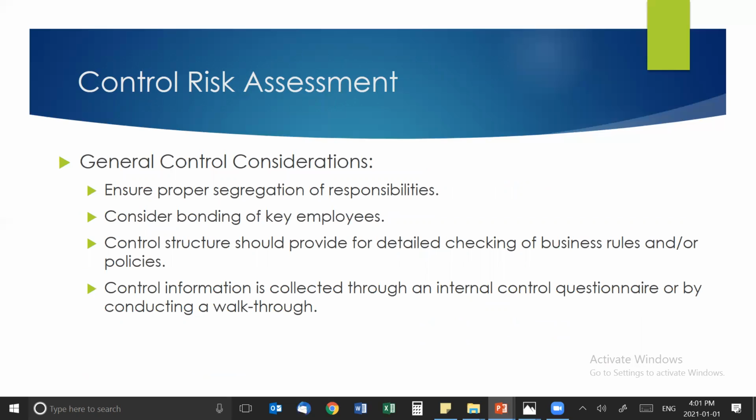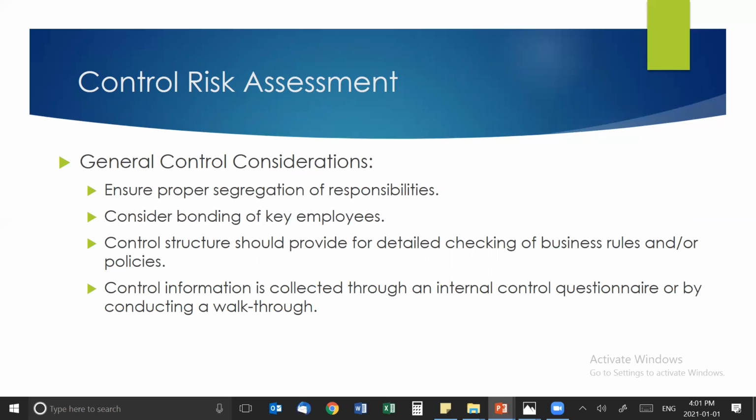So when doing a control assessment, you as the auditor want to make sure that there is proper segregation of duties in place. Make sure there's bonding of key employees. You want to make sure that there are policies and business rules for how they do everything. You can find out a bunch of information by doing an internal control questionnaire, or a walkthrough, or even observing.